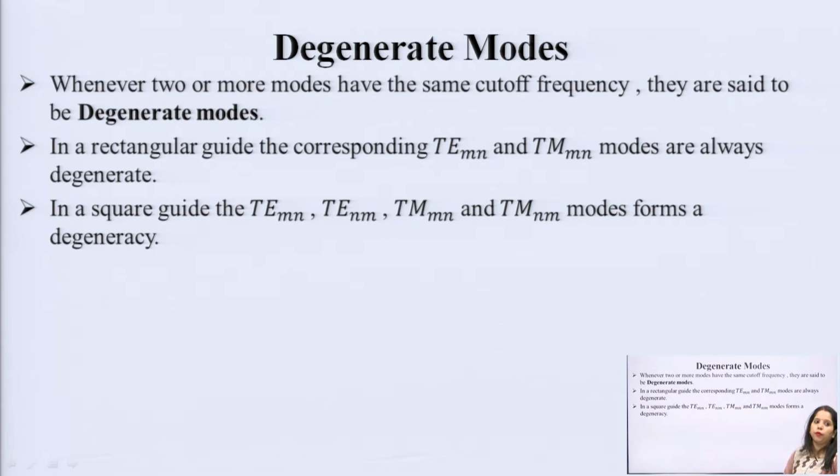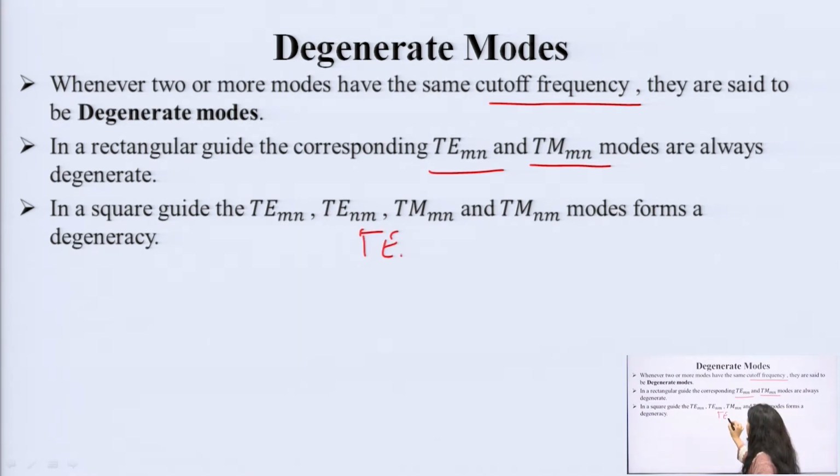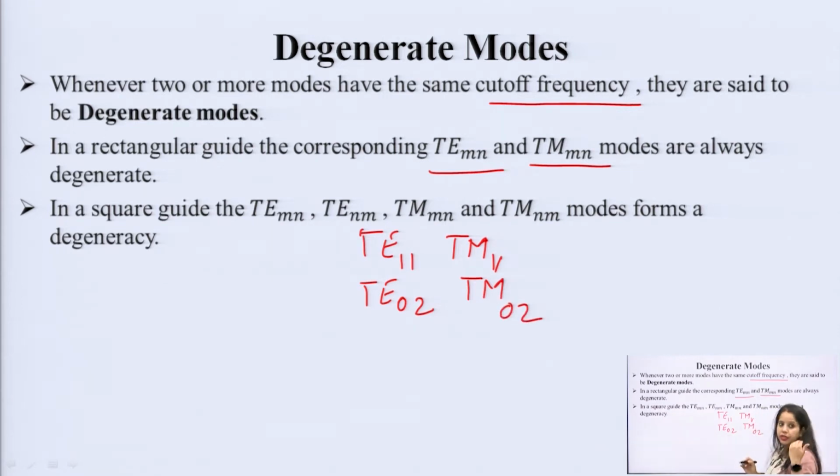First one is the degenerate mode. Degenerate modes are those two or more modes having the same cutoff frequency. They are said to be degenerate modes, and in a rectangular waveguide TEmn and TMmn always have the same cutoff frequency. That is why it is called the degenerate mode. For example, TE11 and TM11 will be the degenerate mode, TE02 and TM02 will be the degenerate mode, but this is in the case of a rectangular waveguide.